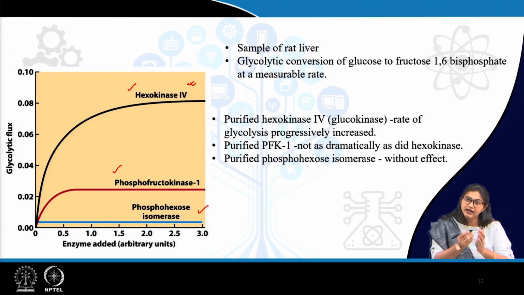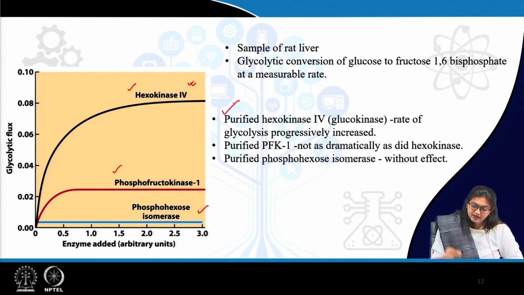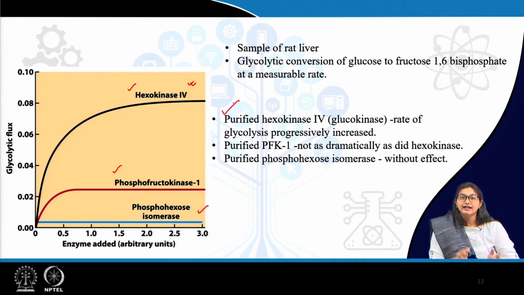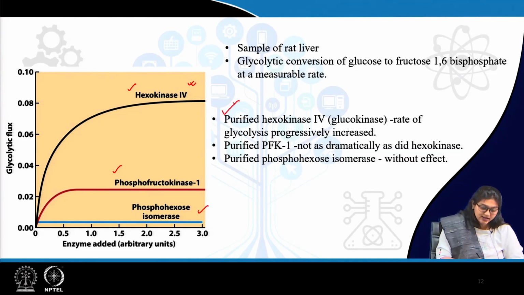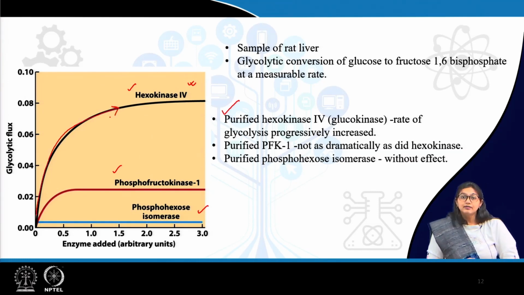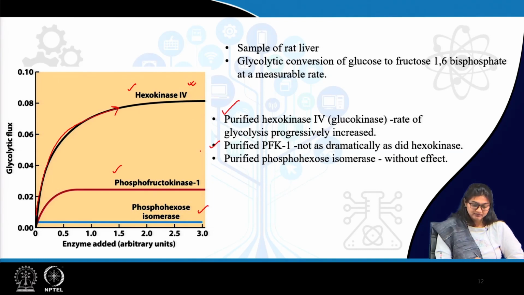exogenously, apart from that homogenate which contains all the glycolytic enzymes, purified hexokinase 4 is additionally added, and you can see there is a burst of increase in the flux. Similarly, purified phosphofructokinase is additionally added. There is an increase in the flux, but not as much as done by hexokinase.